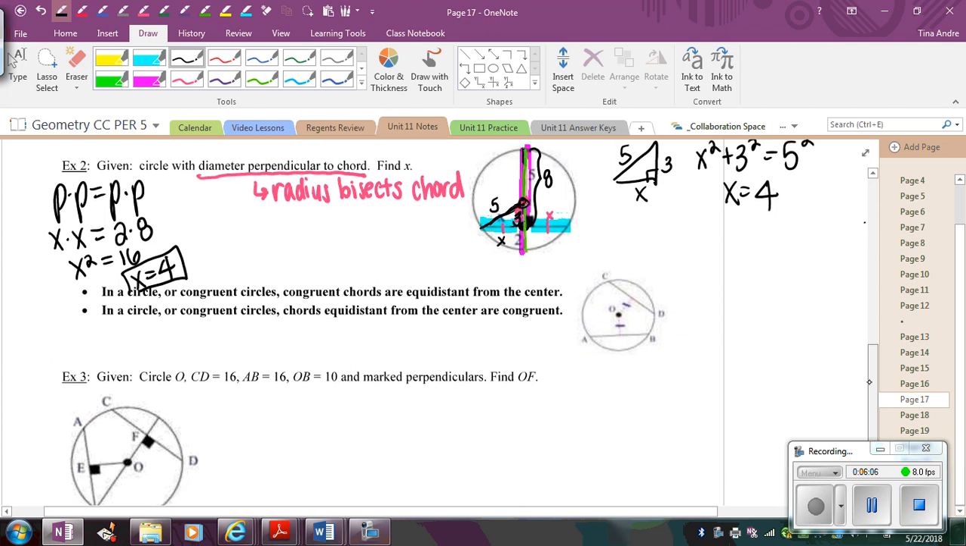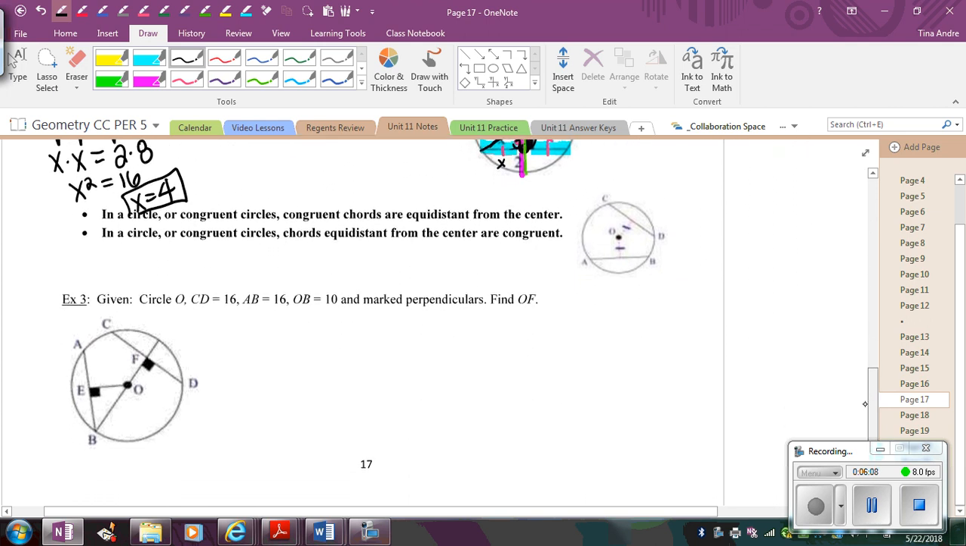So let's go ahead and look at the next theorem. So the next theorem says that if you have congruent chords, then they must be equidistant from the center. So as long as you know that the chords are congruent, they're going to be equidistant from the center. And if you know that the chords are equidistant from the center, then they are congruent. So meaning both ways works for this.